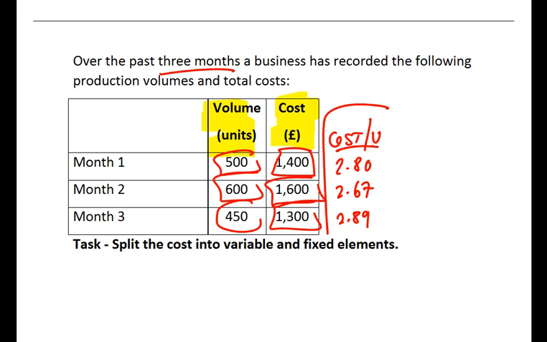Now, what I'm looking for is how that cost per unit is behaving. The fact that the cost per unit is changing actually implies this is a mixed cost. If that cost per unit figure had stayed the same at all levels of output, so if it had been £2.80 each time I worked it out, that would indicate it was a variable cost. So the fact that the cost per unit has changed means that I'm dealing with a mixed cost because part of the cost is therefore fixed.